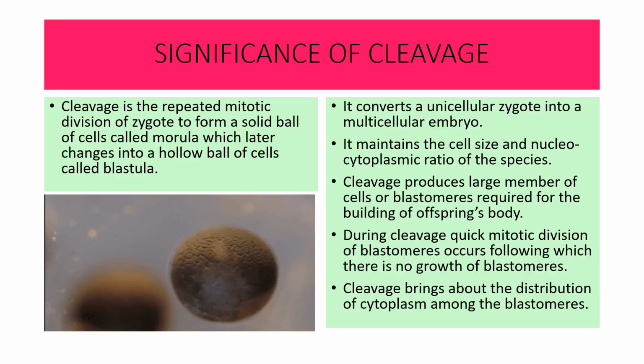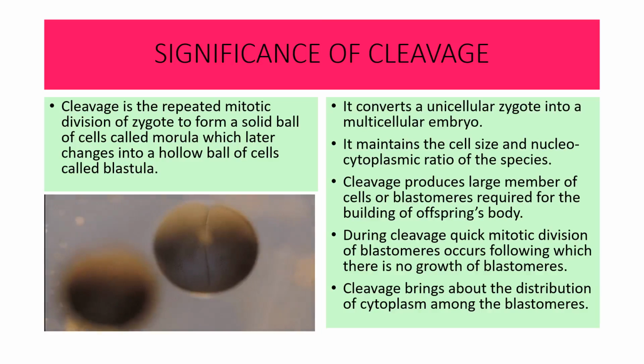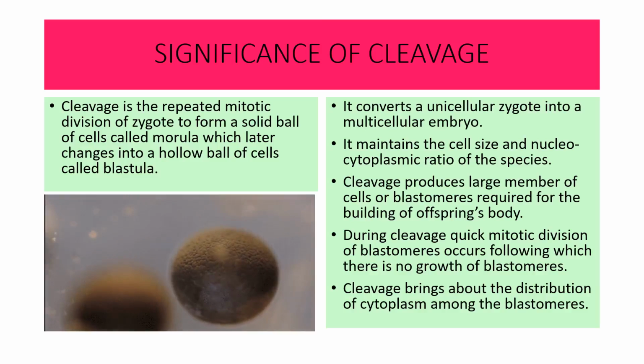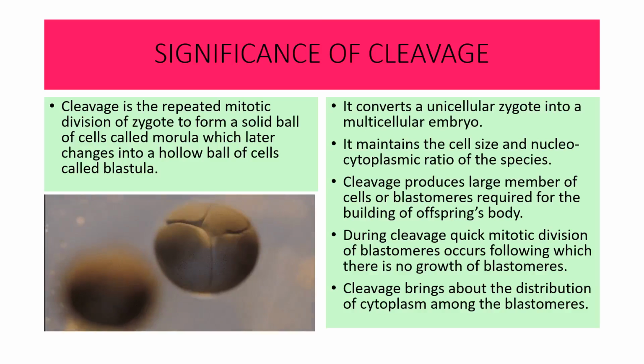So it maintains the nucleocytoplasmic ratio. Cleavage produces a large number of cells or blastomeres required for building the offspring's body. During cleavage, quick mitotic division of blastomeres occurs, following which there is no growth of blastomeres. The cleavage brings out the distribution of cytoplasm among the blastomeres. So these are the significances.